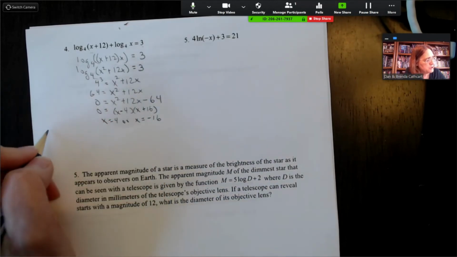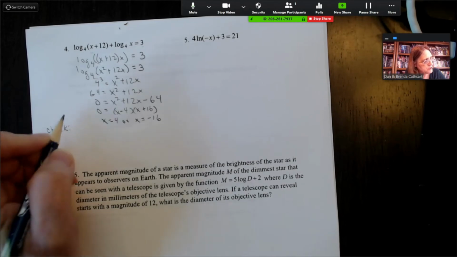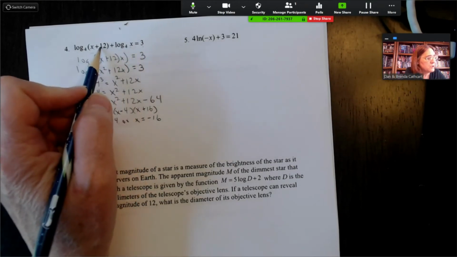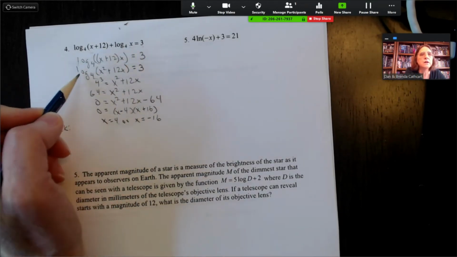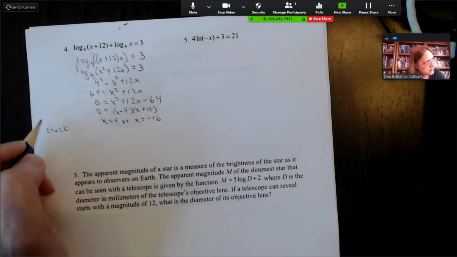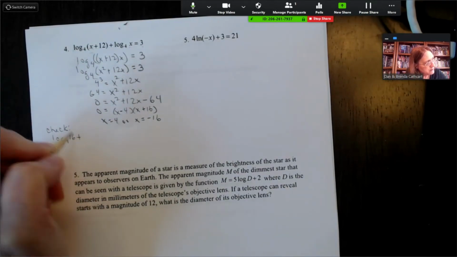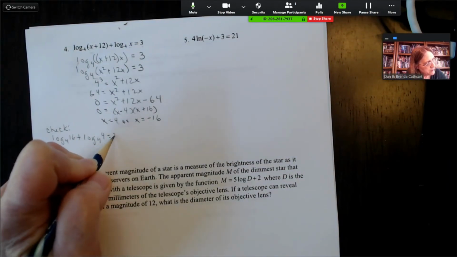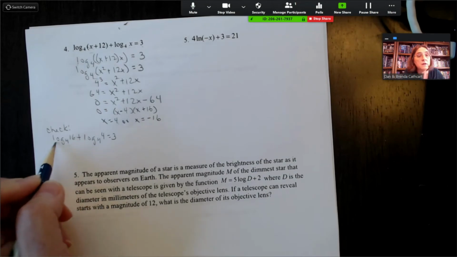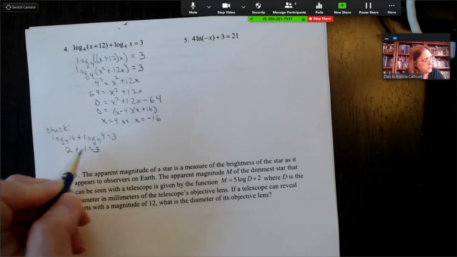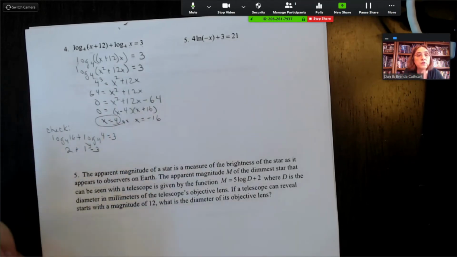We need to then check those. So let's check, substituting 4 in both places in our original equation. Not here, not there, but all the way back in the original equation. So substituting 4 in, we get log base 4 of 16, 4 plus 12, plus log base 4 of 4, and does that equal 3? Well, log of 16 base 4 is 2, log of 4 base 4 is 1, yes, 2 plus 1 equals 3, so x equals 4 checks.